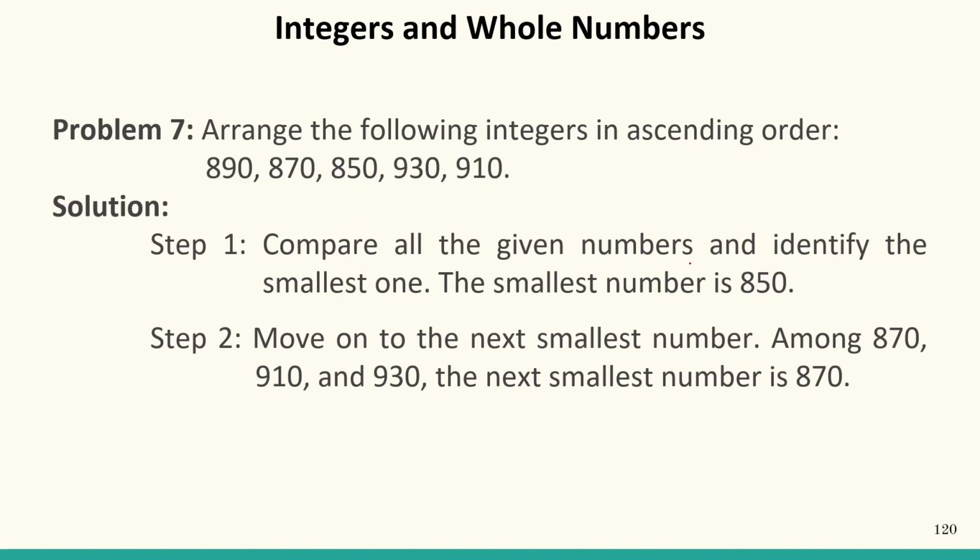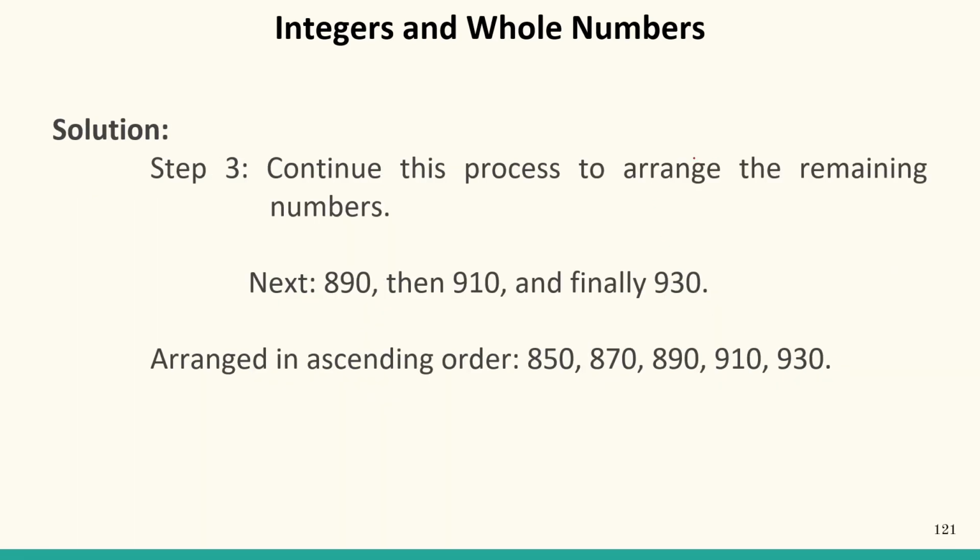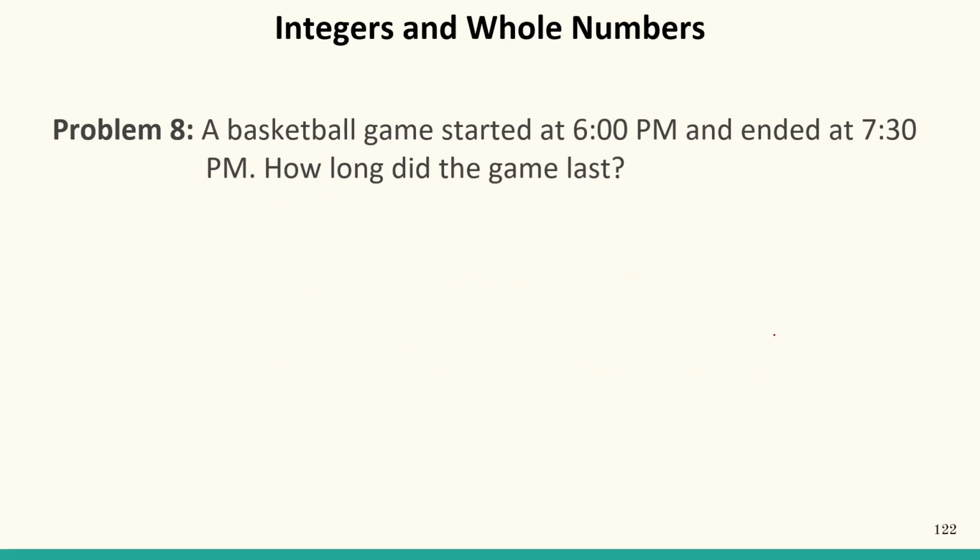So compare all the given numbers and identify the smallest one. The smallest number is 850. Move on to the next smallest number. Among 870, 910, 930, the next smallest number is 870. Continue this process to arrange the remaining numbers. Next 890, then 910, and finally 930. So arranged in ascending order: 850, 870, 890, 910, 930.